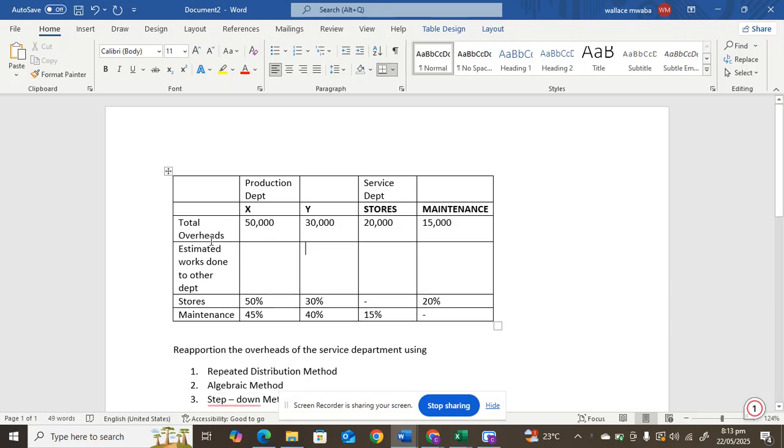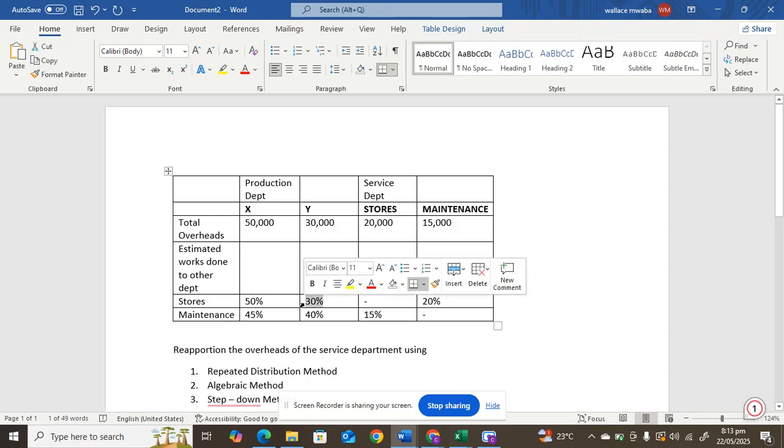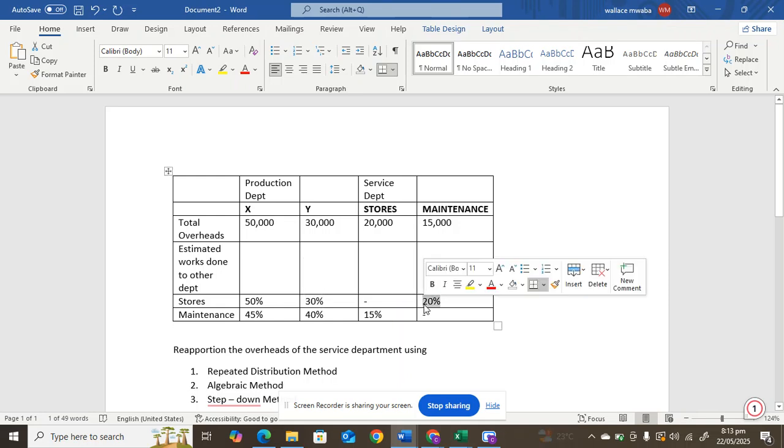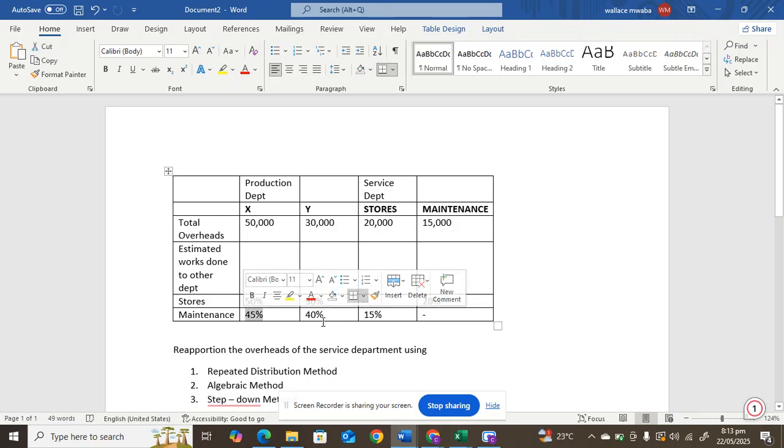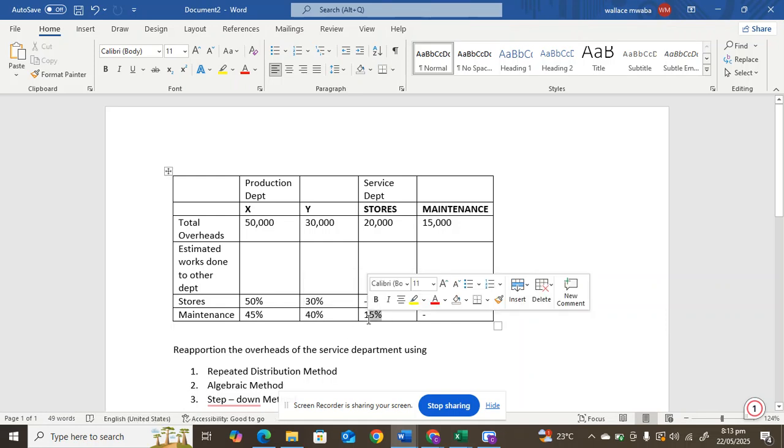Then the estimated work done to the other departments by these service departments. So for stores, on Department X, 50%, Department Y, 30%, on maintenance, 20%. We have maintenance on Department X, 45%, Department Y, 40%, and on stores, 15%.